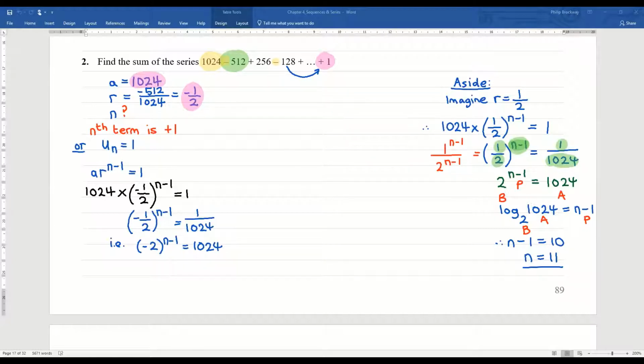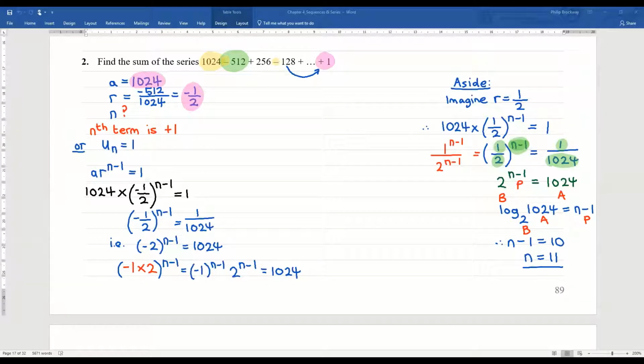Well, how do we deal with this? If you think of negative 2, we could think of this as negative 1 multiplied by 2, and then all of that is being raised to the power n subtract 1. But because we know a bit about indices, we know that we can split two factors and raise them to the power separately. So this would be (-1)^(n-1) multiplied by 2^(n-1). And that's equal to 1024.